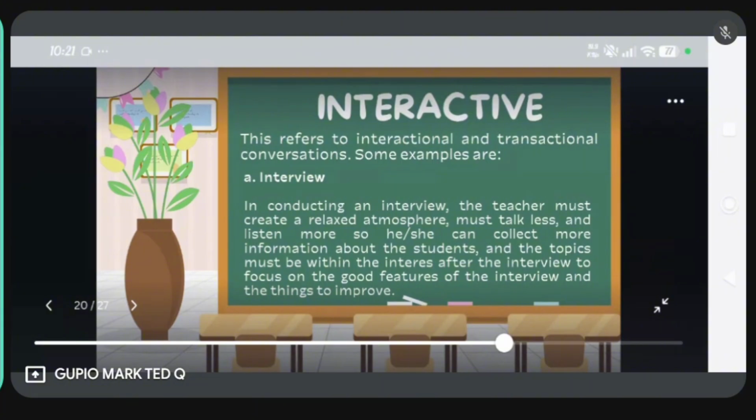Okay. And now let's proceed to interactive. So now it refers to interactional and transactional conversation. Interactive refers to the process of mutual actions as responsive between two or more participants. It involves active participation, engagement, and feedback. In interactive situations, people do not simply receive information passively. Instead, they respond to questions, react, and influence the direction of the activity.